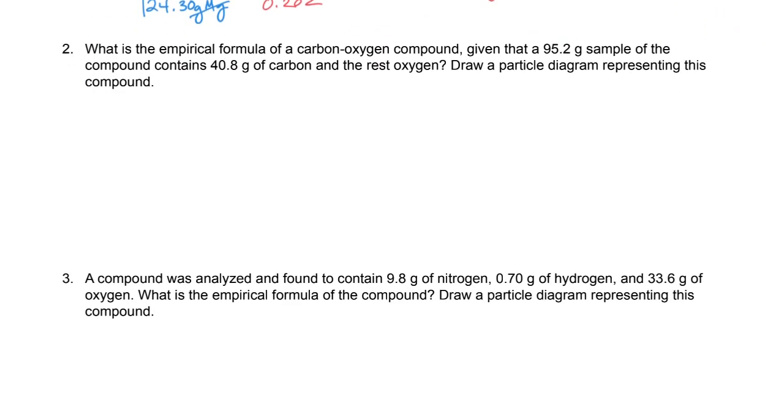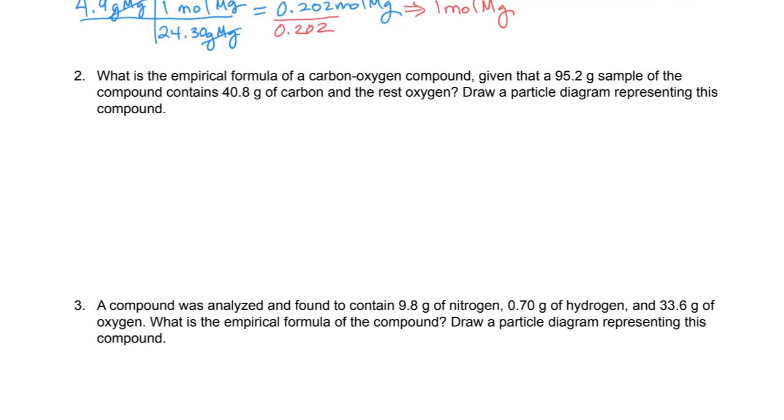Okay, on question number 2, it's similar to the first question. What is the empirical formula of a carbon-oxygen compound given that 95.2 grams of the compound has 40.8 grams of carbon and the rest oxygen? Draw the particle diagram. Since they only give us the carbon and not the oxygen, our first step here will be to subtract just to figure out how much oxygen we have.